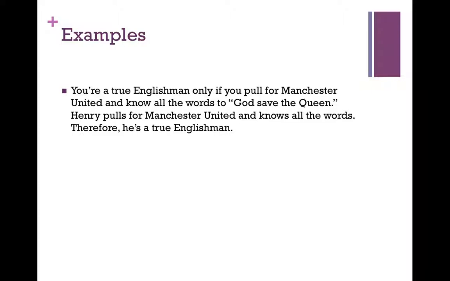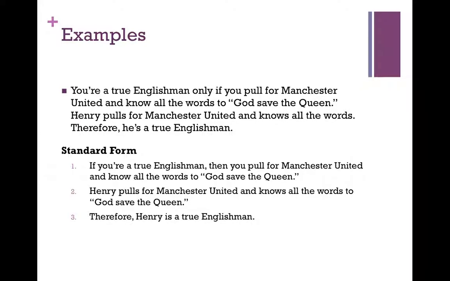You're a true Englishman only if you pull for Manchester United and know all the words to God Save the Queen. Henry pulls for Manchester United and knows all the words, therefore he's a true Englishman. Well, the first thing we need to do is put this into standard form. So you notice here that the way it's initially written, we have only if, right? Which is not in standard form. So we have to get it in that if-then form.